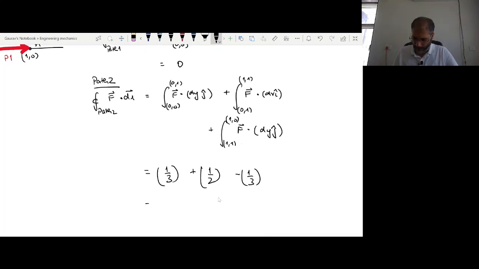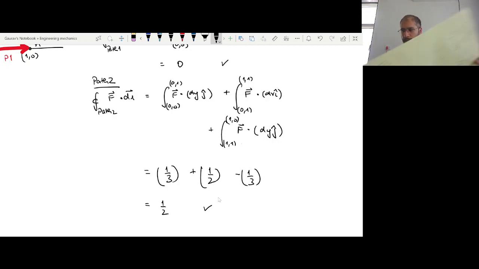So this becomes equal to half. Okay, so what we see is that depending on the path, the work done is different. So this is a non-conservative force, and this is how we evaluate line integrals depending on the path that is given to us. Okay, so this is just one example to show you how to use non-conservative forces when evaluating integrals.